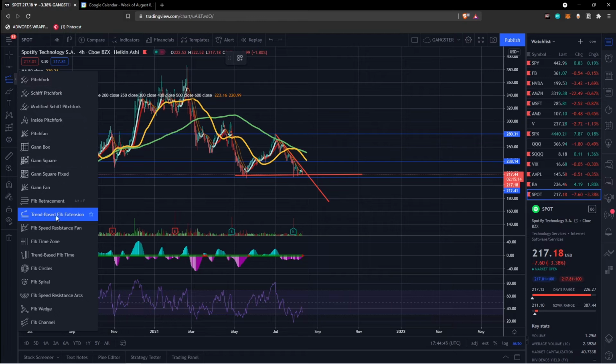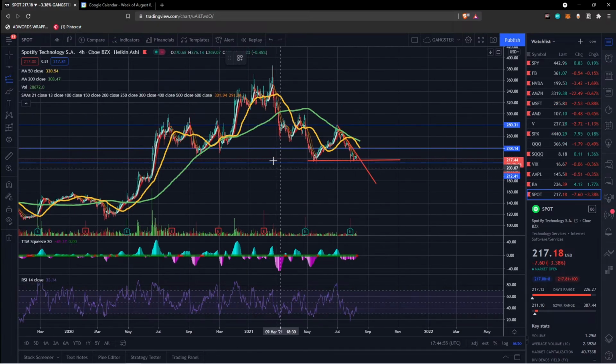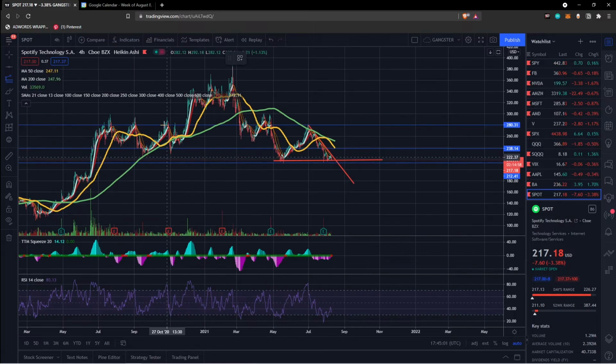So let's go ahead and use the Fibonacci retracement. Actually, let's use the trend-based Fibonacci extension. That way we kind of know the resistance levels and support levels in the coming days. So let's once again take this low right here because I think this is a really good baseline.